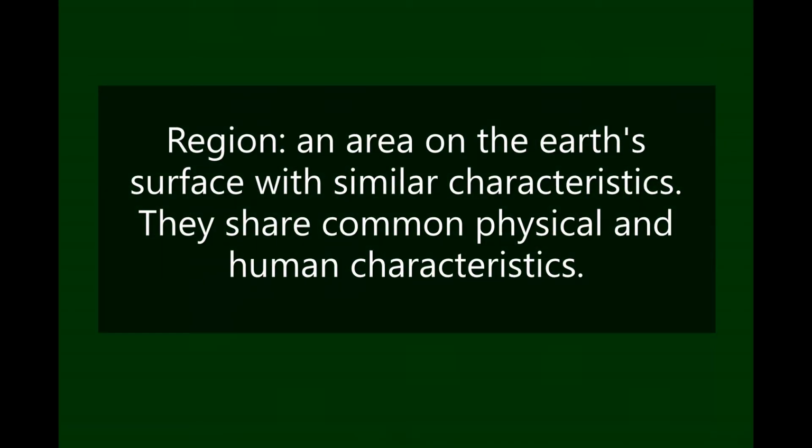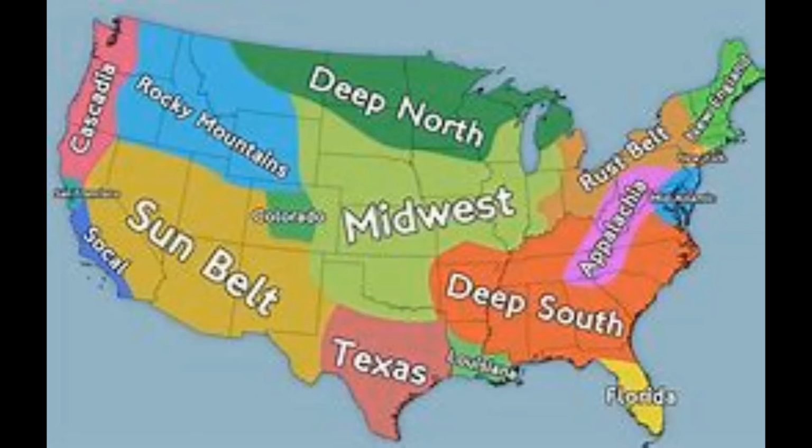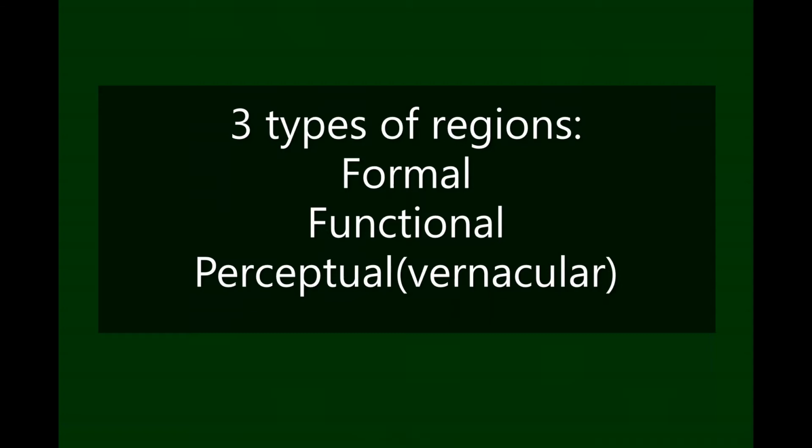Region. Region, an area on the Earth's surface with similar characteristics. They share common physical and human characteristics. Three types of regions: formal, functional, perceptual.